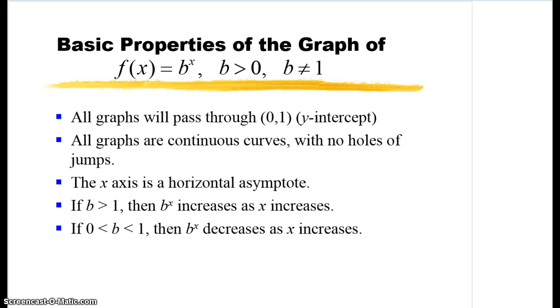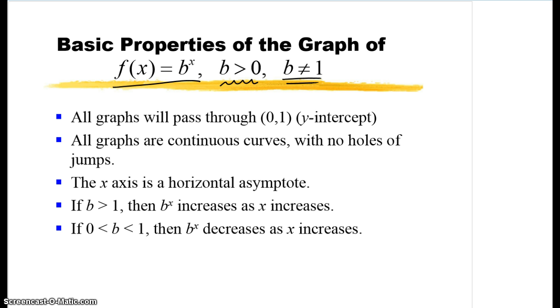Here are some other basic properties for the graph of f of x equals b to the power of x. The base we take is always going to be bigger than 0 and different than 1, right? Don't forget that. So all graphs will pass through (0, 1). That's the y-intercept. Why? Because any number raised to the 0th power, when x is 0, is going to be 1, right? Any number bigger than 0 and different than 1 raised to the 0th power will be 1. That's the reason.